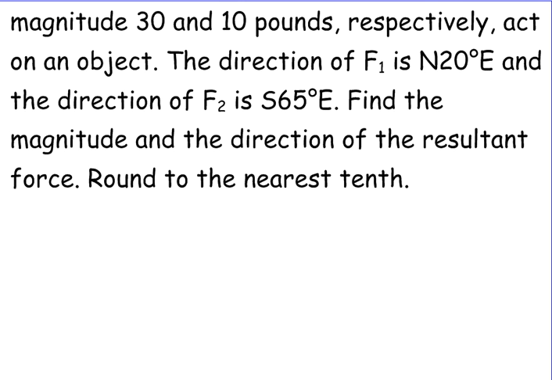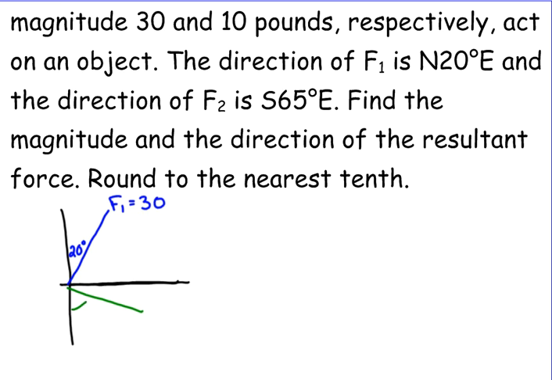So let's start by drawing ourselves a picture so we can just kind of sketch out what's going on here. So force 1 is north 20 degrees east. So we start at north, we go 20 degrees towards east. This is force 1, and it is 30 pounds. Force 2 is south 65 degrees east. Yes, I know that's not exactly 20 degrees and exactly 65 degrees, but 20 degrees should be closer to the vertical, 65 degrees should be closer to the horizontal.